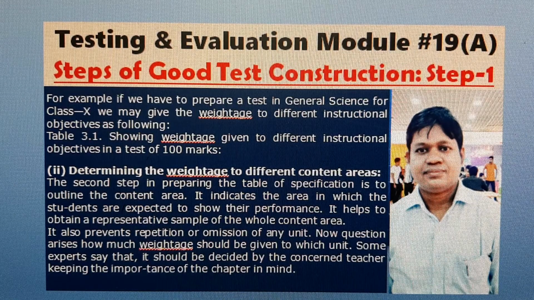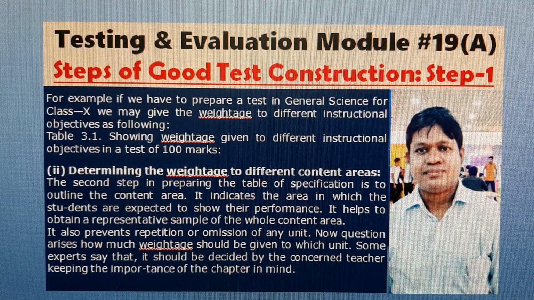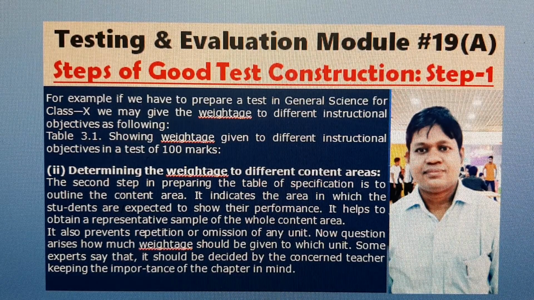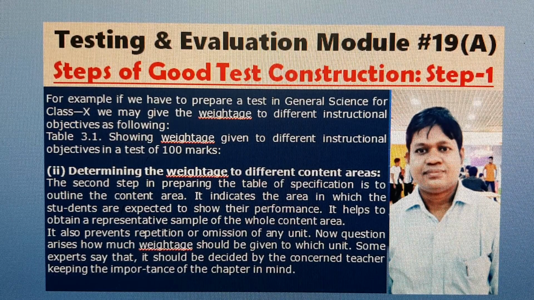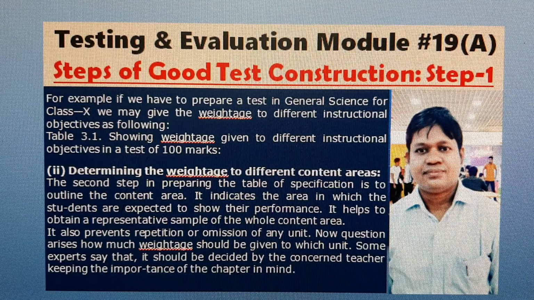Number 2. Determining the weightage to different content areas. The second step in preparing the table of specification is to outline the content area. It indicates the area in which the students are expected to show their performance. It helps to obtain a representative sample of the whole content area. It also prevents repetition and omission of any unit.